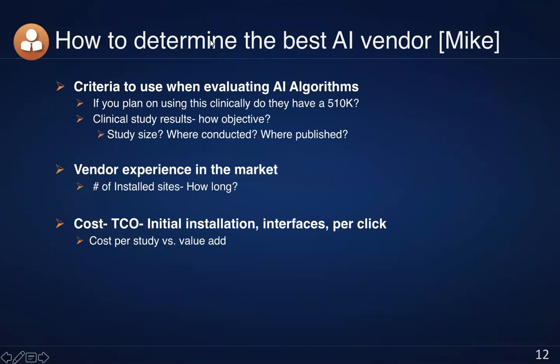And you've got to look at not the cost per study, but the total cost of ownership. How much is the initial installation? How much are the interfaces? How much is it per click? You got to look at the cost per study versus the value add. And when we really look at a total, there's single focus, single function AI, and then there's consolidators that offer you access to multiple players. But the cost differentials between the two are fairly significant. So you've got to look at that total cost of ownership and then go from there.